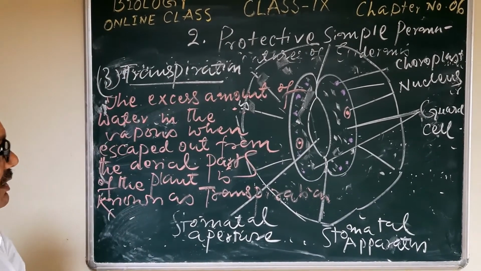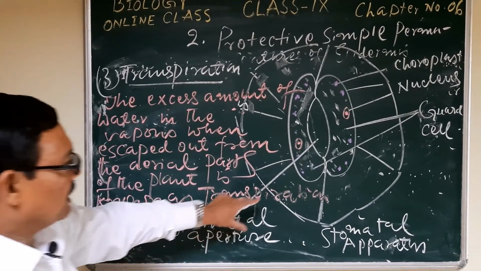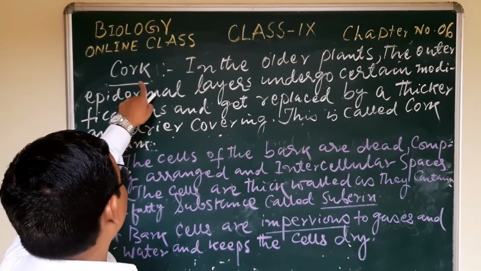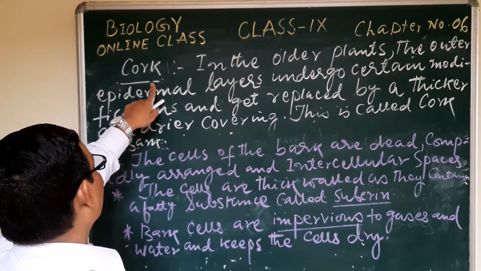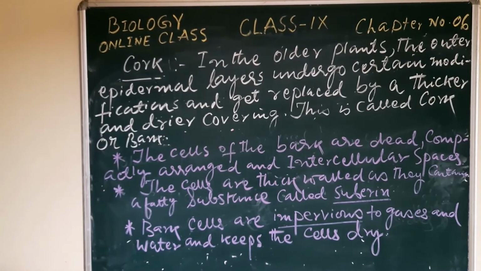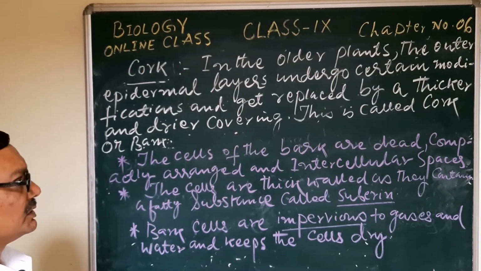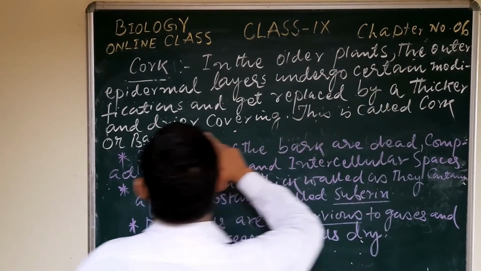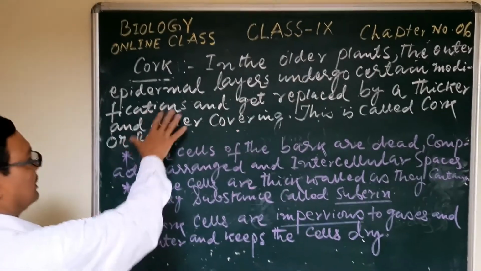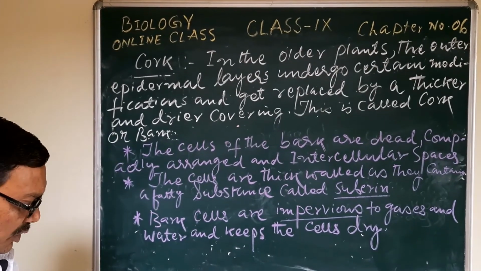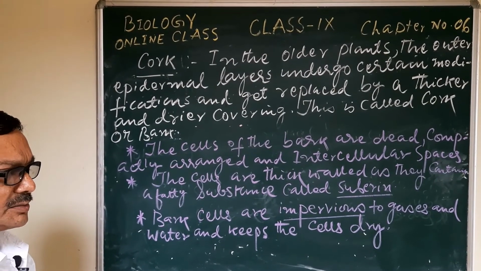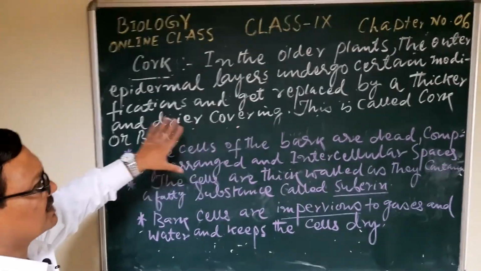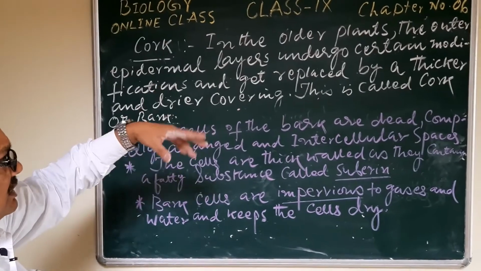There are 3 important physiological activities you have seen due to the stomatal structure in the plant body. The second important simple permanent tissue in regard to protection is the cork. After epidermal tissue, the second important one is the cork. In older plants, the outer epidermal layers undergo certain modifications. In that modification, there is a formation of secondary meristems, which replace the epidermal layers. When you study in detail, you will get all those things.